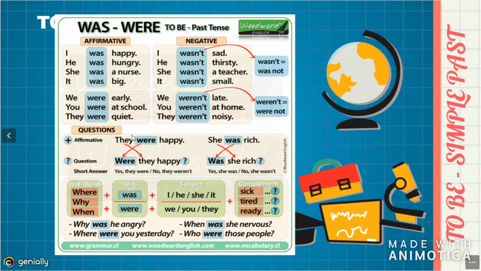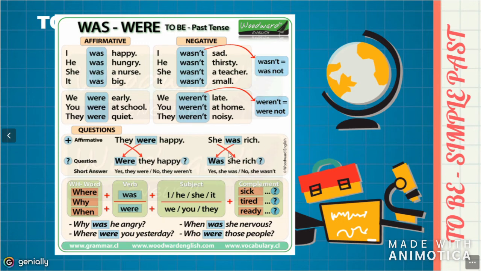And in the questions, aquí tenemos este tipo de preguntas que es la cerrada, de yes or no. Se invierte el orden de la afirmación. Por ejemplo, they were happy, para convertirlo en pregunta, simplemente invertimos el orden a were they happy en las preguntas de yes or no. Acuérdense de eso. O, por ejemplo, también, she was rich. Was she rich? ¿Cierto? Y la respuesta simplemente puede ser yes, she was, or no, she wasn't.